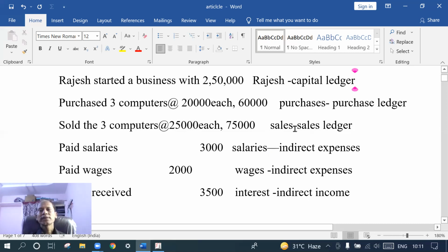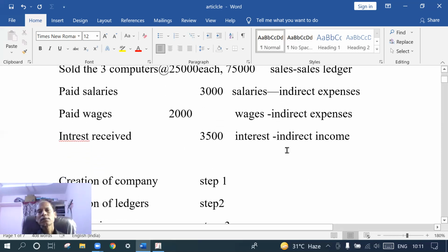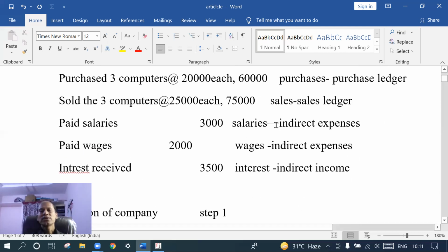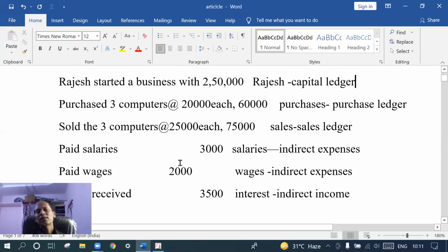And sold the computer, sales is a sales ledger. Salaries paid, we have paid the salaries to our employees, so it is an indirect expense. Wages are also indirect expenses. Interest received is indirect income, we have received that. So these are the ledgers. Now we are going to create the ledgers by observing the transactions which are given in this problem.